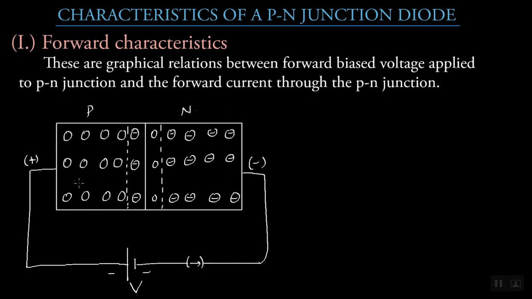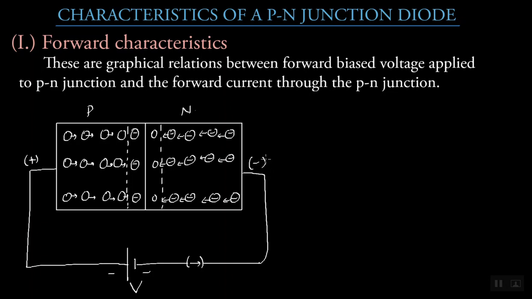These holes, which are positive charge, will be repelled by the positive terminal. Similarly, the electrons, which are negative charge, will be repelled by the negative terminal. So the holes will start to move this way, towards the depletion layer, towards the boundary, and the electrons will also start to move towards the boundary. Why are they moving like this? Because of the repulsion that they face from the terminals.